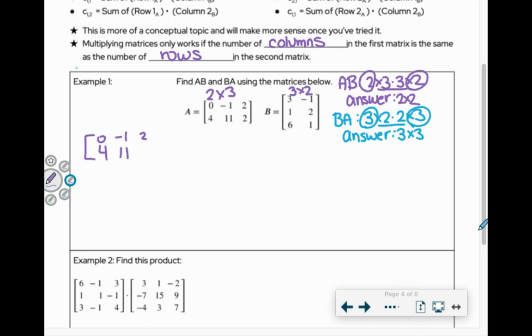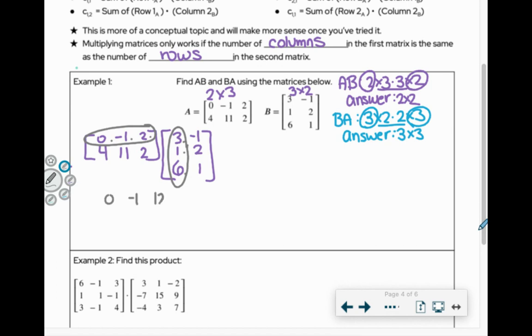And I'm always going to do this and rewrite them so that you guys can see it and I can write all over it to help you see what you're supposed to be multiplying and adding. So, first thing we're going to do is take the first row times the first column. And I've got 0 times 3 to kick this off. 0 times 3 is 0. Then negative 1 times 1 is negative 1. And 2 times 6 is 12. And then we are adding all three of these answers together for one entry.